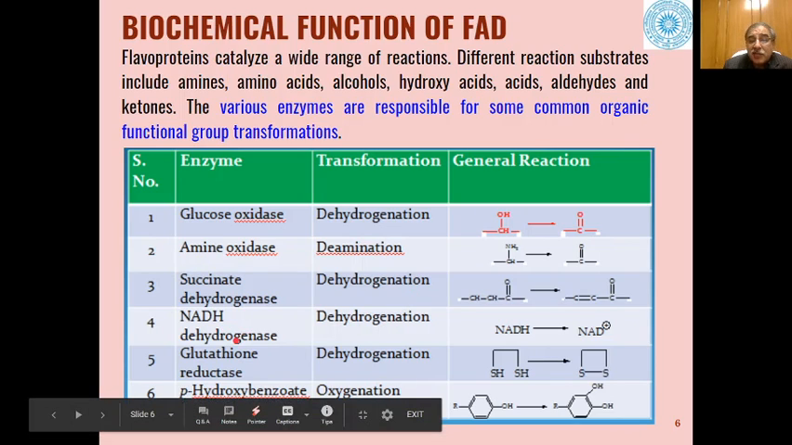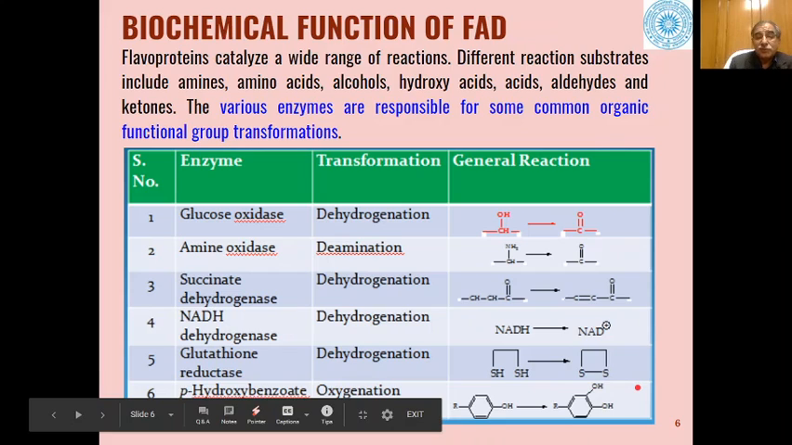Similarly, NADH dehydrogenase enzyme in combination with FAD will be used for dehydrogenation. Here NADH will be converted into NAD plus, so the reduced form of NAD will be converted into the oxidized form of NAD. Then glutathione reductase is also used for dehydrogenation and cyclization of dithiols, and these types of cyclic structures are formed.